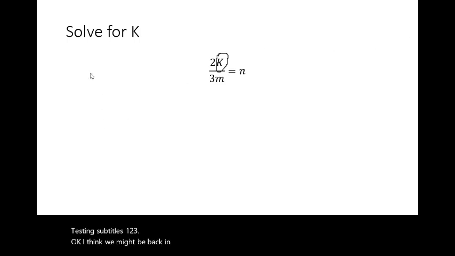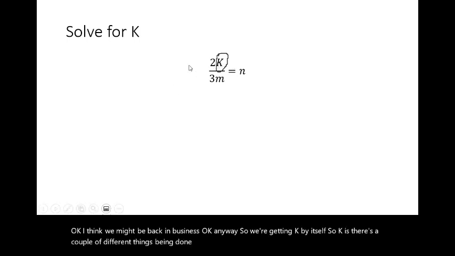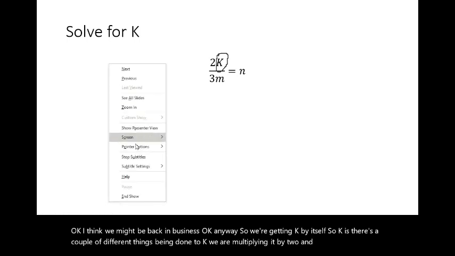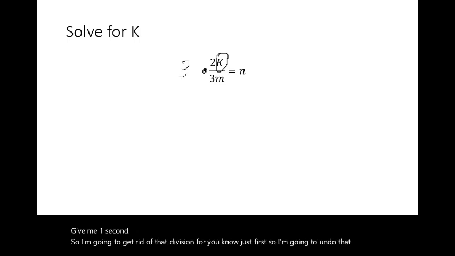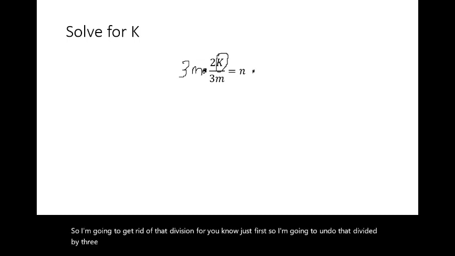Okay, anyway, so we're getting k by itself. So k has a couple of different things being done to it. We are multiplying it by 2, and we are dividing by 3m. So I'm going to get rid of that division first. I'm going to undo that divided by 3m by multiplying both sides by 3m, and that will cancel that out.